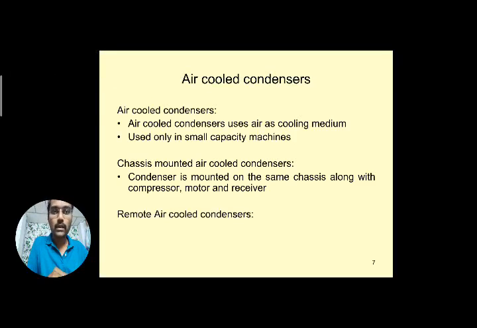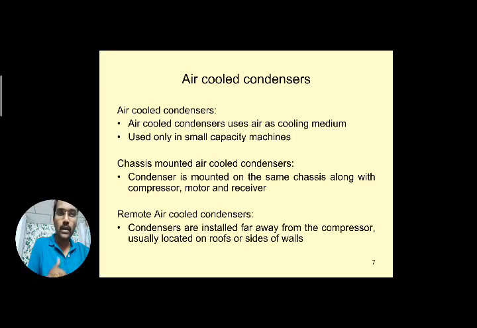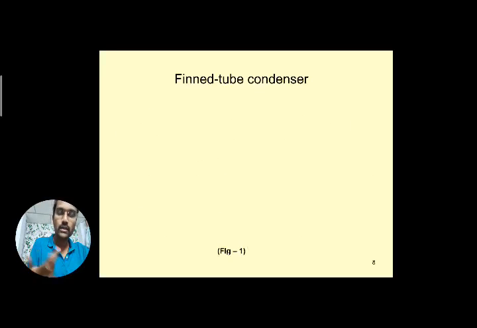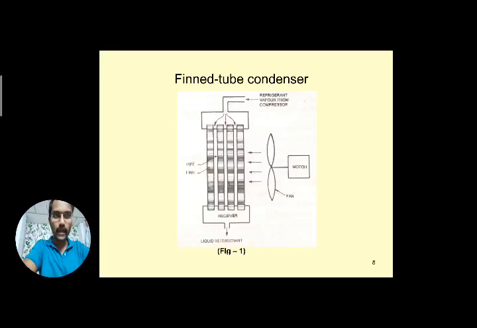Next, the remote air cooled condensers. Here the condenser is installed far away, on the roof or sides. The condenser is fixed at some part, the compressor is placed at some other part, and the evaporating unit is placed inside the room. So they are placed at different remote places. Like that, they are remote air cooled condensers.